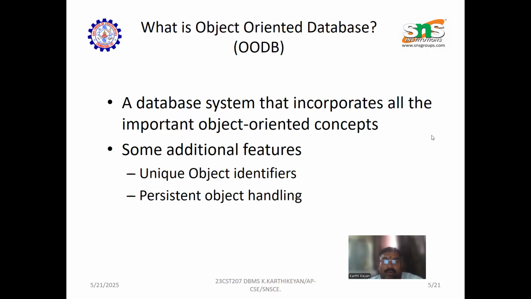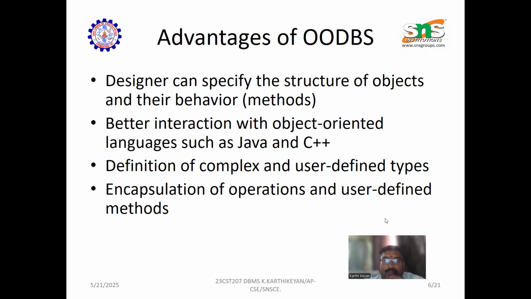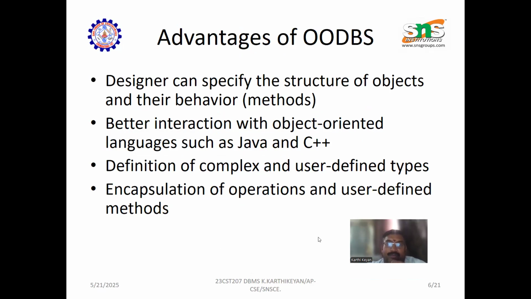So what is an object-oriented database? It is a database system that incorporates all the important object concepts, with the basic condition of unique object identifiers and persistent object handling. These are the main advantages of an advanced OODBMS. A designer can specify the structure of the object and other behavior methods, with better interaction with object languages using Java and C++, and definition of complex user-defined types and encapsulation operations, user-defined methods.